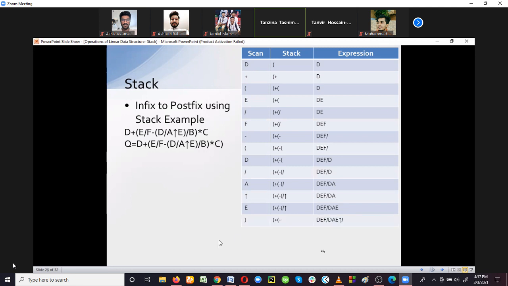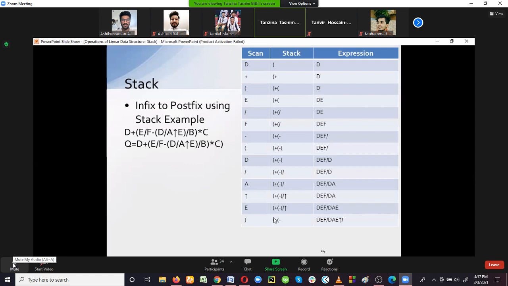So look at the figure now. This is the right parenthesis, and here the topmost element is exponentiation. At first we'll pop it from the stack, and then add it to the expression. Then the next operator will be popped out, that is the division operator, and we have added it. Then a left parenthesis has come, which means we don't need to add any other operators. Just remove that left parenthesis from the stack. After removing it, how many symbols do we have in the stack? 4: left parenthesis, plus, left parenthesis, and minus.